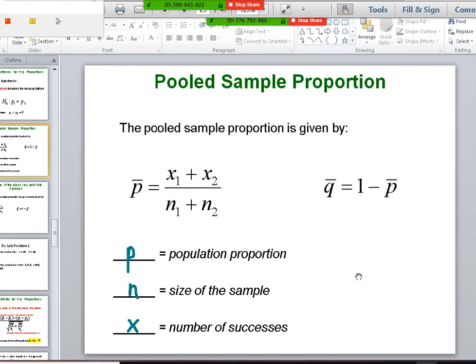So here, first of all, we have a pooled sample proportion. The pooled sample is called P bar, and it's x1 plus x2 over n1 plus n2. And then Q bar would just be 1 minus P bar. So a couple things to note. Remember that P is equal to x over n, where P is your population proportion, n is your sample size, x is your number of successes. So you should be writing these into your notes.